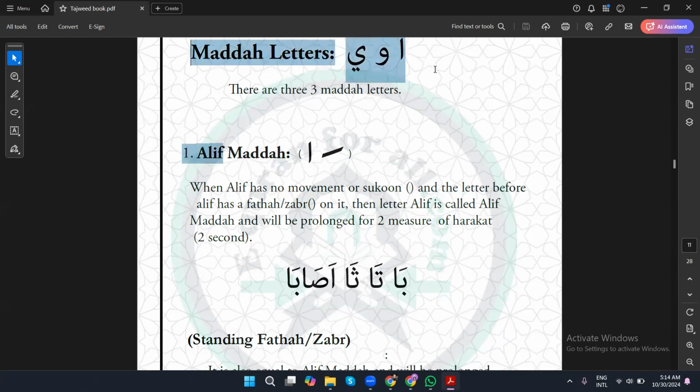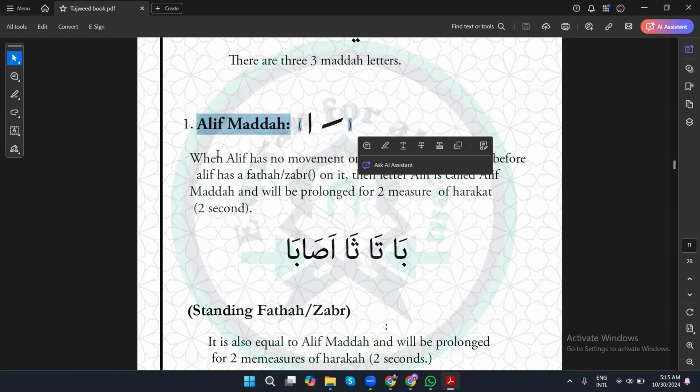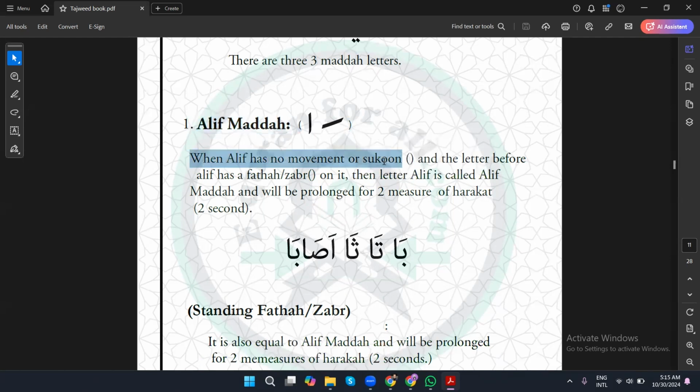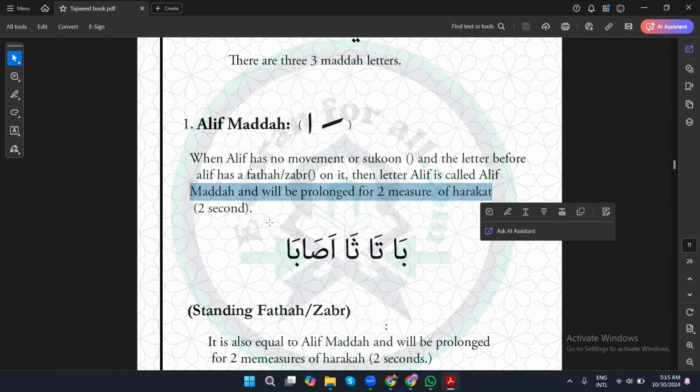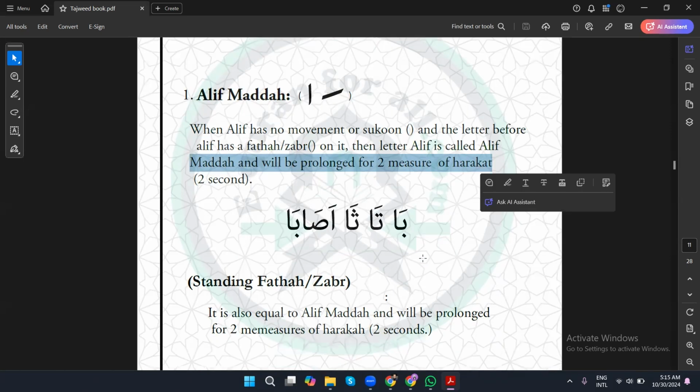Here you can see the definition as well. Mother letters: Alif, Vav, and Ya. There are three mother letters. The definition of Alif Madda is when Alif has no movement or sukoon. Movement means fatha, kasra, dhamma. So when Alif has no movement or sukoon and the letter before Alif has fatha on it, then Alif is called Alif Madda and will be prolonged for two measures of harakat, meaning 2 seconds. Got it? Okay, very good.